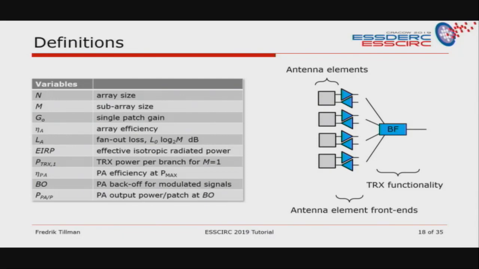And the system is very simple. It's drawn on the right side here. You have the antenna elements, you have the analog front ends driving the elements, and then you have the beamforming functionality, which is made of the TRX functionality, corresponding to the TRX transceivers.